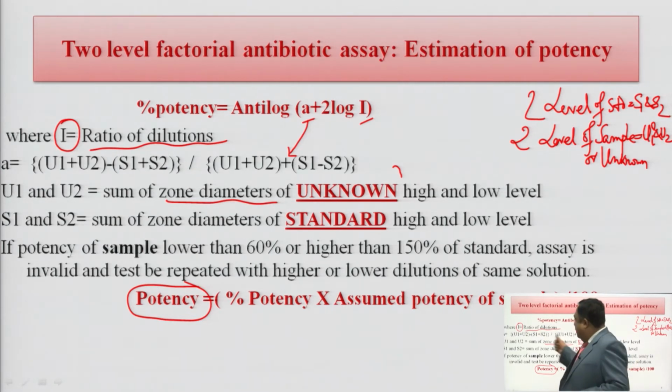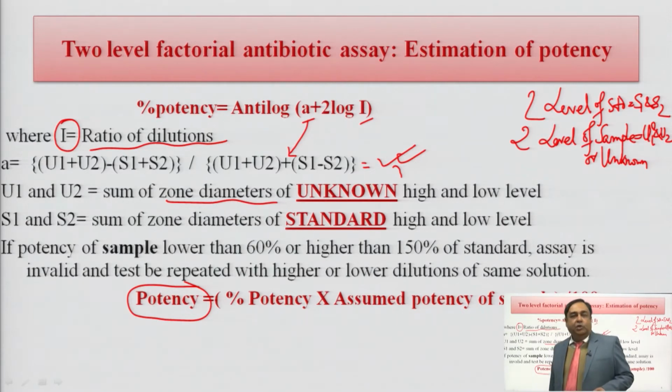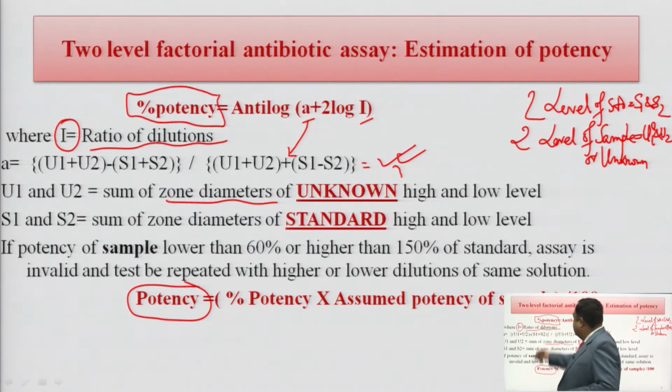Therefore, you put the value of the zone diameter to be here. So, U1 plus U2 minus S1 plus S2, U1 plus U2 plus S1 minus S2. This is the formula which you have to adopt to determine what is called antilog of A. The value will come up from here, plus 2 log I. I is nothing but the ratio of dilutions. So, whatever value you are getting is known as percentage potency.